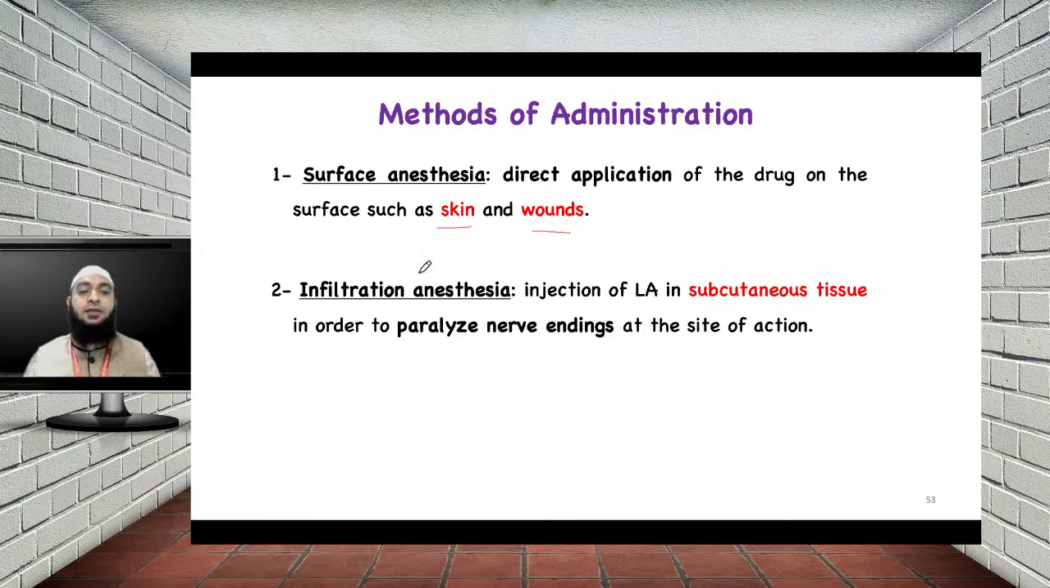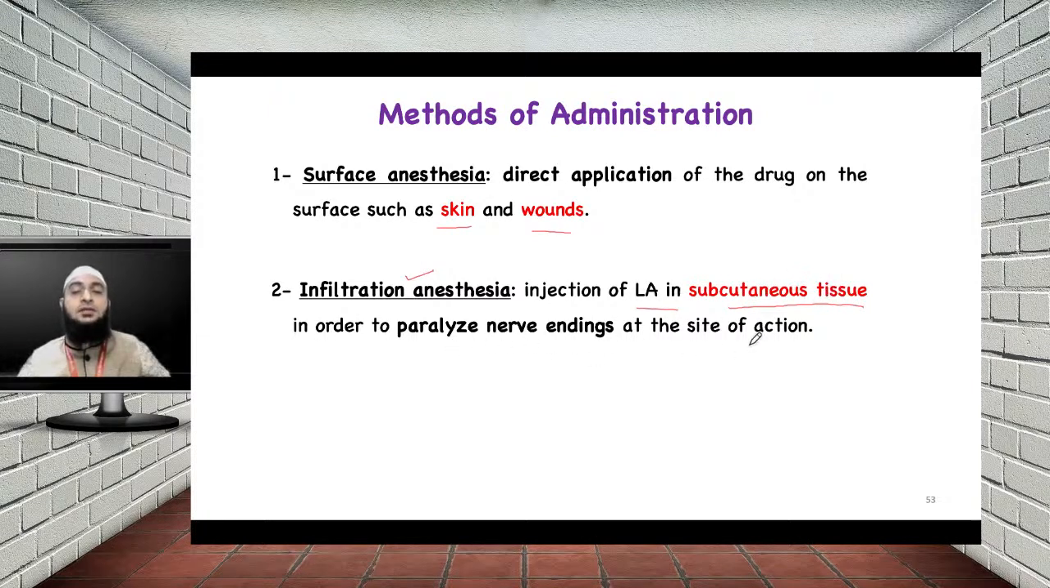Second one is infiltration anesthesia. In infiltration anesthesia, you are giving an injection of local anesthetic, especially in the subcutaneous tissue. So there are different layers in the skin. The first one is the cutaneous layer, and below the cutaneous layer, the layer of the skin that is present is called the subcutaneous layer. So you are giving an injection of local anesthetic in the subcutaneous tissue.